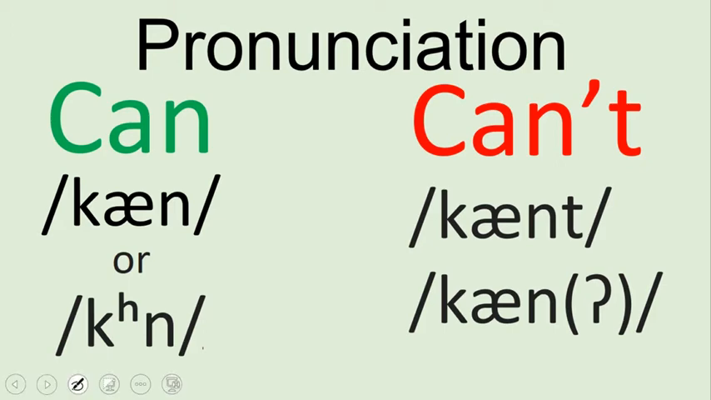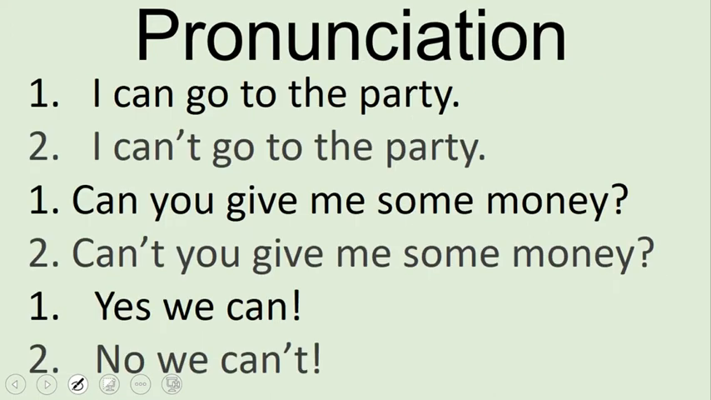Okay, can is the positive form of the verb. And it has two pronunciations, one here, and one here. The first one is used when we are stressing a verb, when we are stressing the word, and the second is unstressed. This one right here is probably more common, so pay attention in these examples that I am going to give you. Number one, here. I can go to the party.